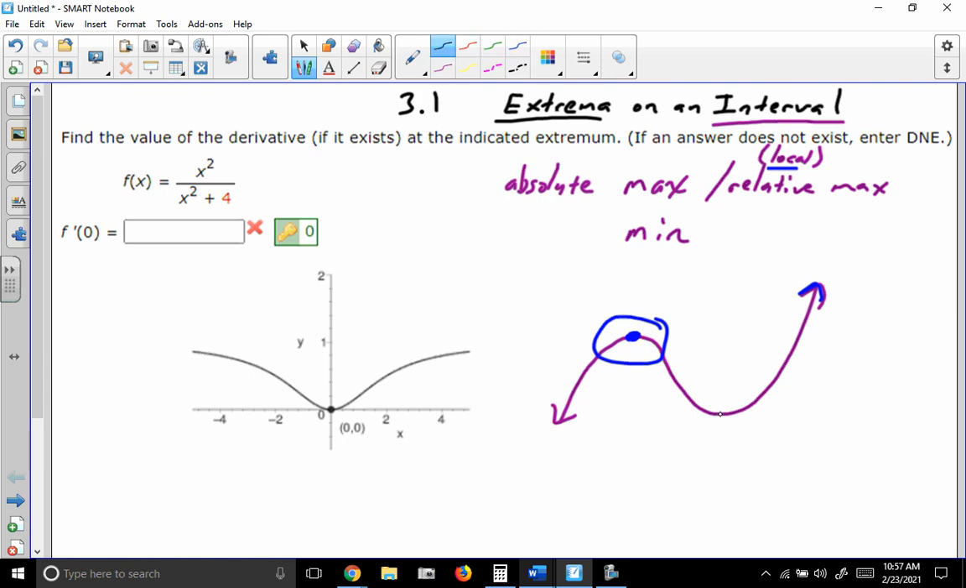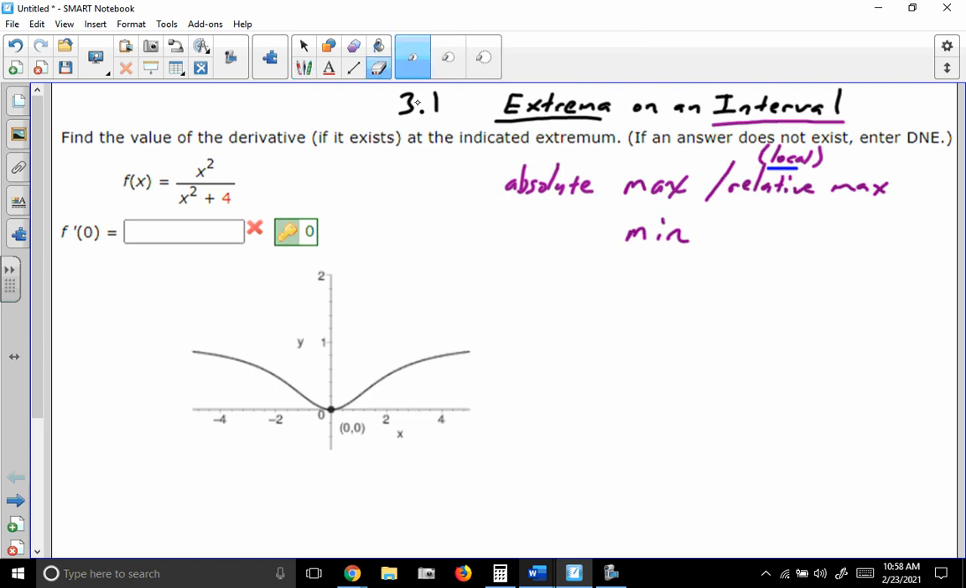At the same time, this point here is not the lowest point on the entire graph, but relative to what is around it in its location, it is a minimum. So this is a local or a relative minimum. Some graphs, for example this graph, do not have an absolute maximum or an absolute minimum because it keeps on going up and it never stops going up, and it never stops going down.